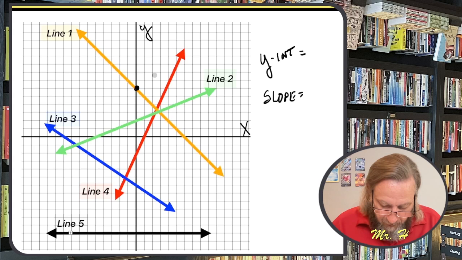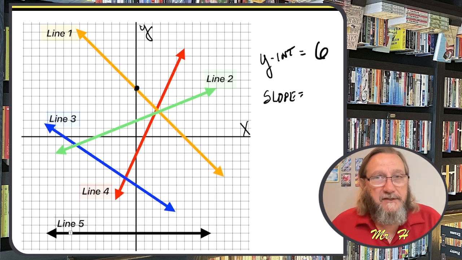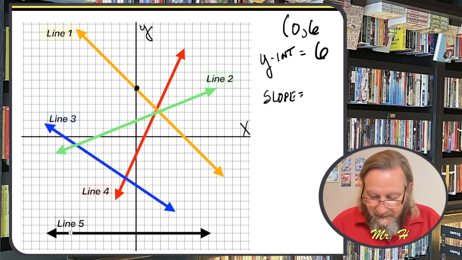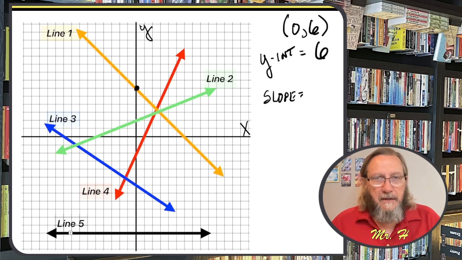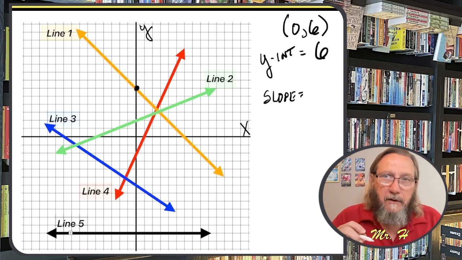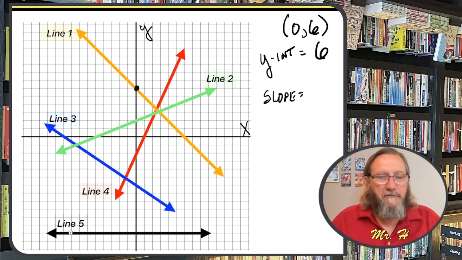So I'm going to start at the origin and just count up 1, 2, 3, 4, 5, 6. So the y-intercept is going to be 6. If they want you to tell the name of the point, then the name of that point is (0, 6). Now, what about the slope of this line? Well, we need to figure out a couple of places on the line where the line crosses at some good crosshair points of the graph.